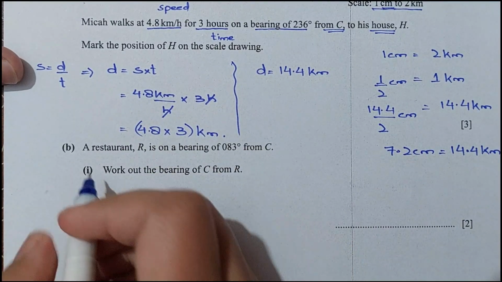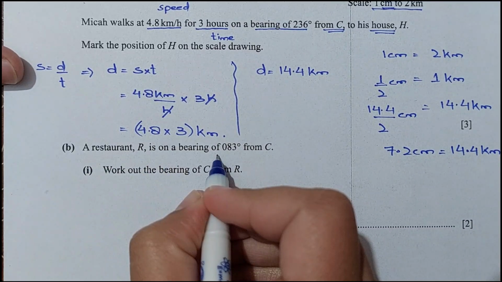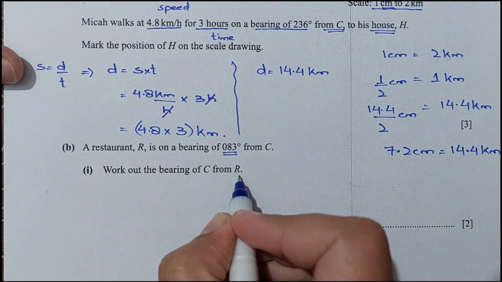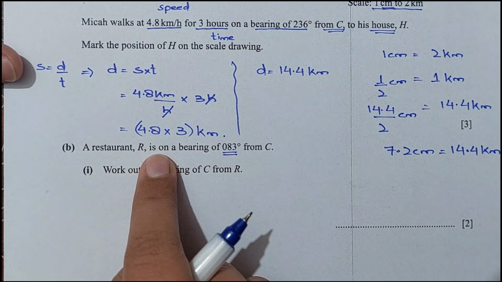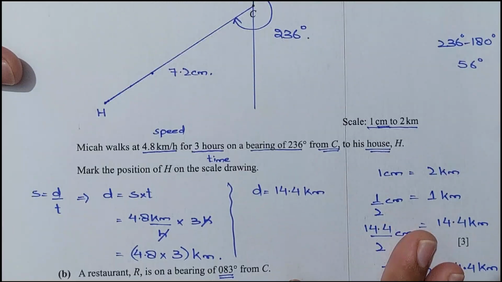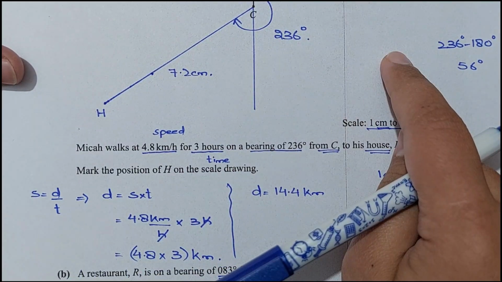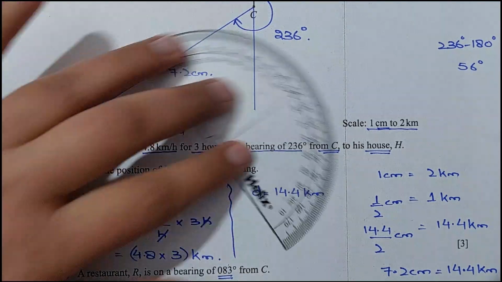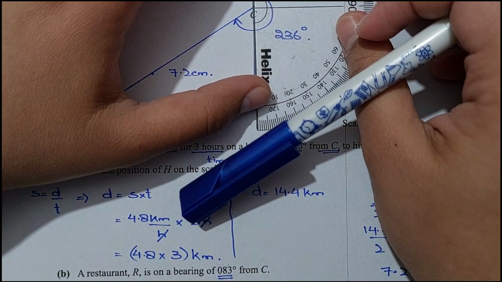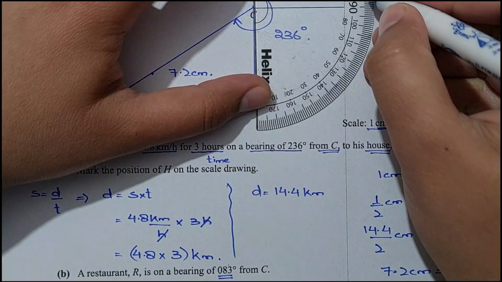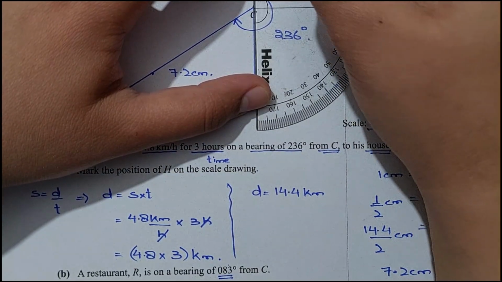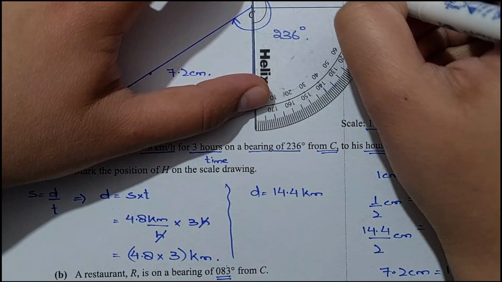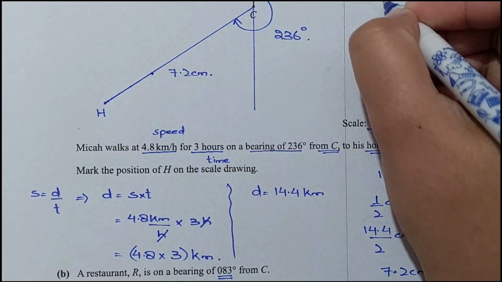All right, now for part B, a restaurant R is on the bearing of 83 degrees from C. Number 1, work out the bearing of C from R. Okay, the restaurant R is on the bearing of 83 from C. So from C to some R, the restaurant, the bearing is 83 degrees. Let me mark that bearing. C to some R, where is the bearing of 83? When we move 10, 20, 30, 40, 50, 60, 70, 80, and here we have 83. Here is the restaurant R.